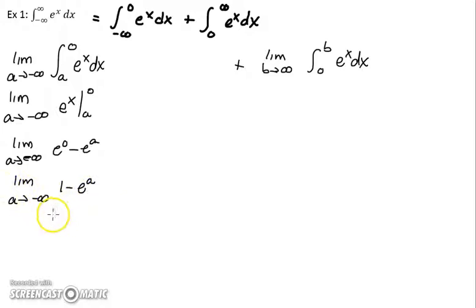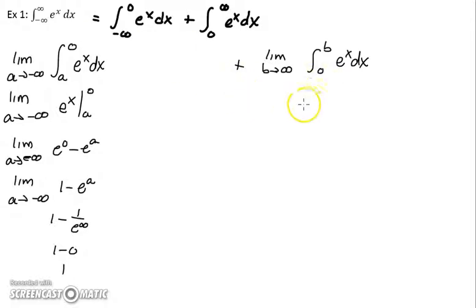If we plug in negative infinity, we get 1 minus 1 over e to the infinity. Negative infinity brings our exponent and the variable down to the bottom. E to the infinity is some huge number, and 1 divided by that huge number is 0, so we're looking at 1 minus 0. So this first integral, the integral from negative infinity to 0 of e to the x dx, is 1.